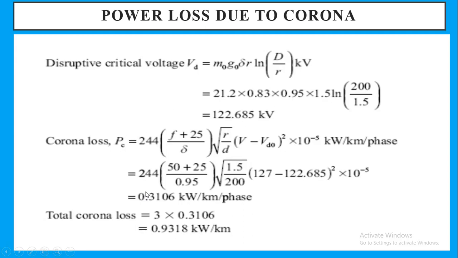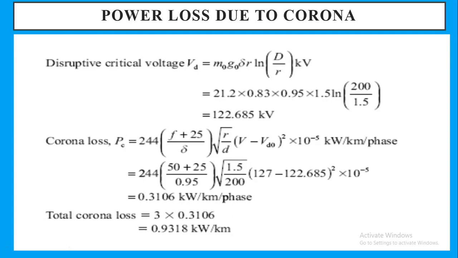we got the value of corona loss power as 0.3106 kilowatt per kilometer per phase. So this is the corona loss per phase per kilometer. The power lost in watts per kilometer per phase would be 310.6. This is a power loss which most of the time we ignore, and it can be reduced in different ways.